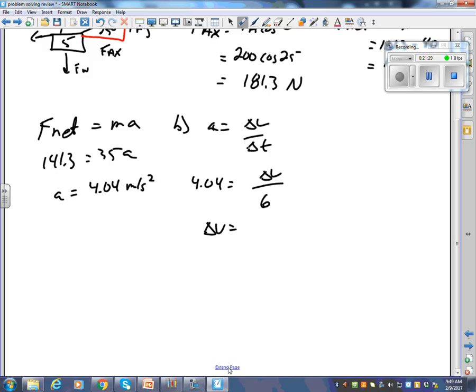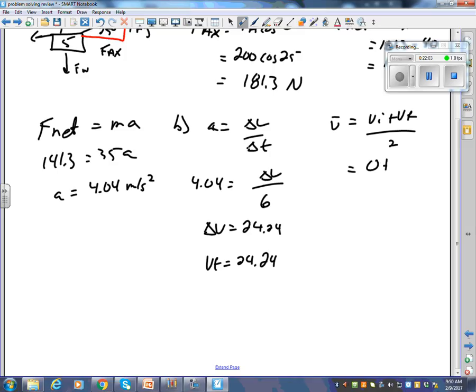Oh, these calculators have trouble. 24.24. Because the initial velocity is 0, that means then that the final velocity is that same number. So now I got to find the average. You guys are going to be so happy when I show you the new formulas. So many extra steps. It drives me nuts that I have to do it this way, by the way. I wish I could just show them the easy way.